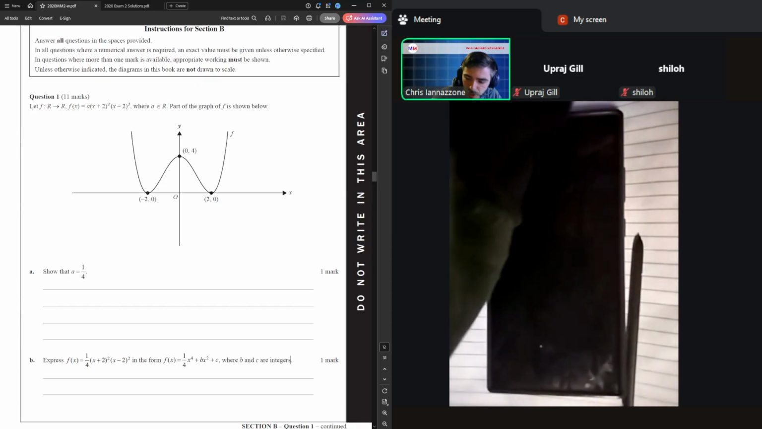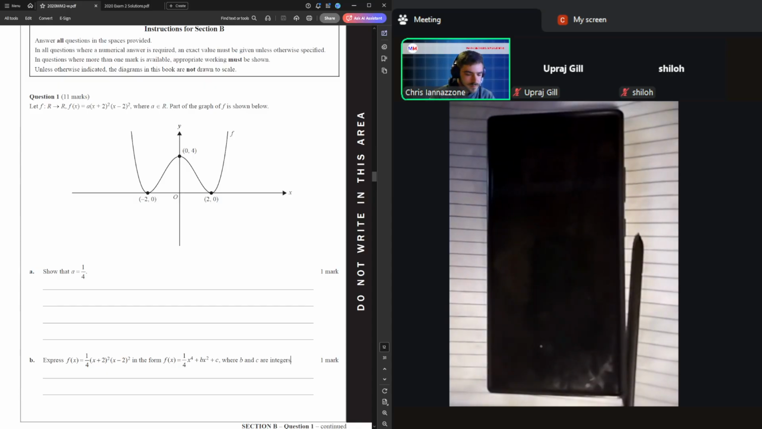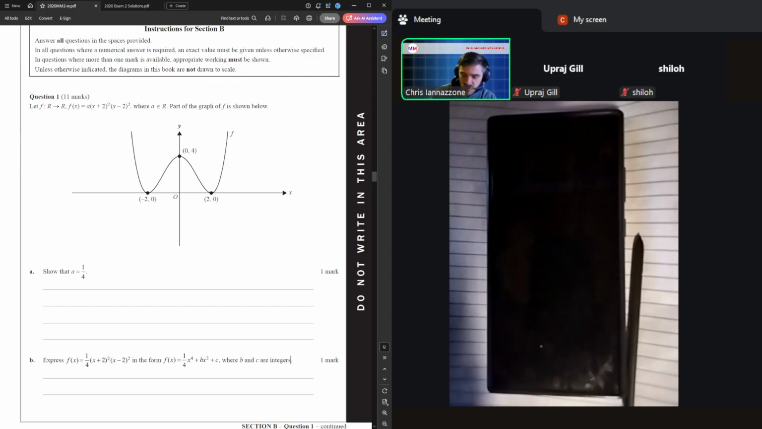Yeah, I know the TI Inspire at the very least has an expand function in the algebra setting. I'm just going to double check that the Casio has a similar thing. I'd be shocked if it didn't. Yeah, it's under transformation. Expand.